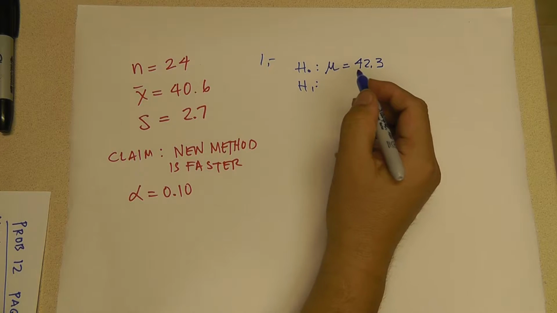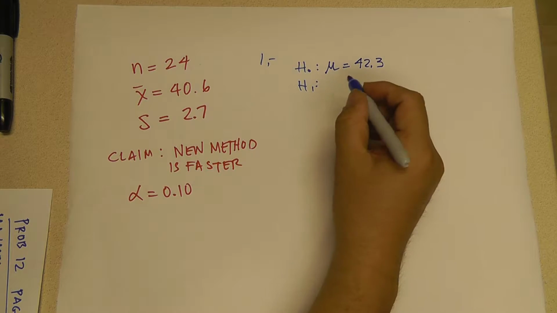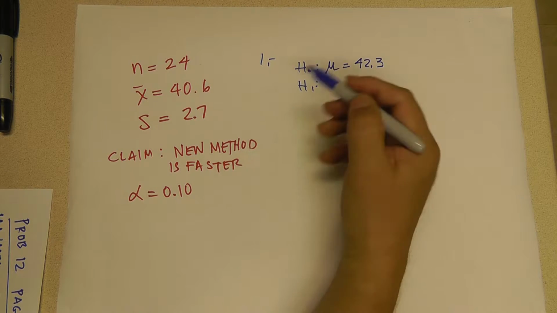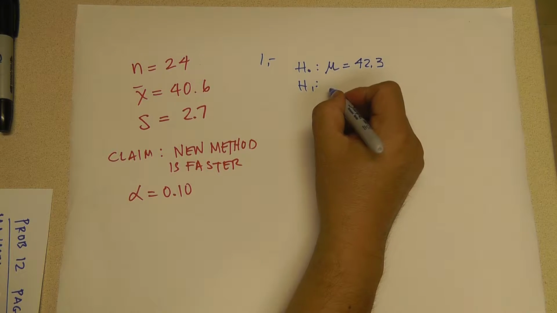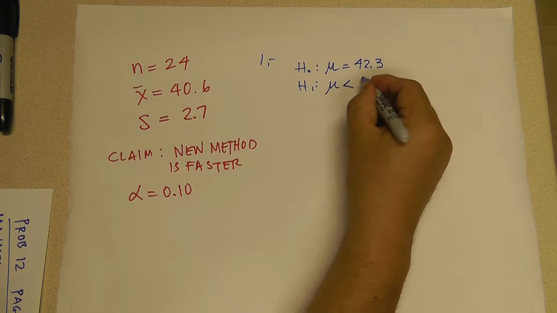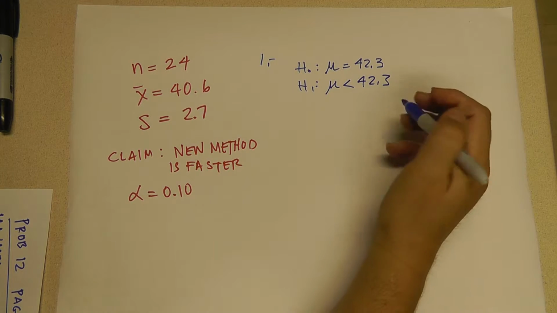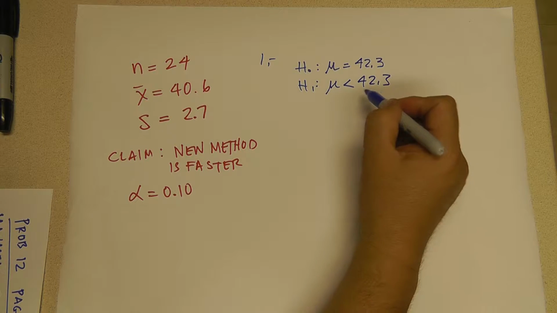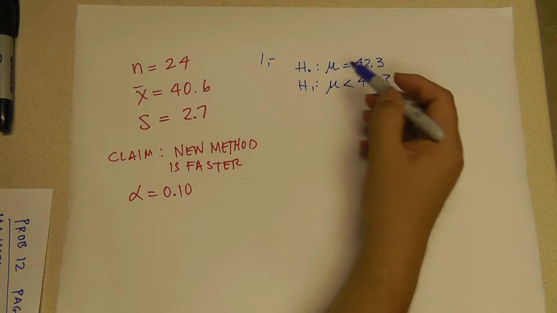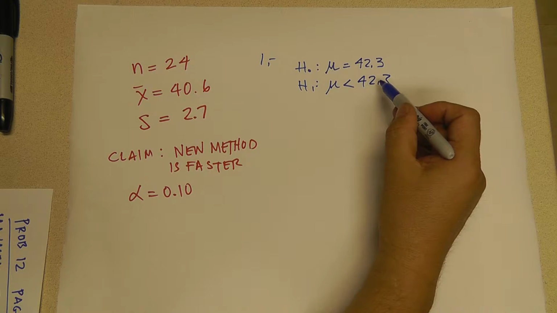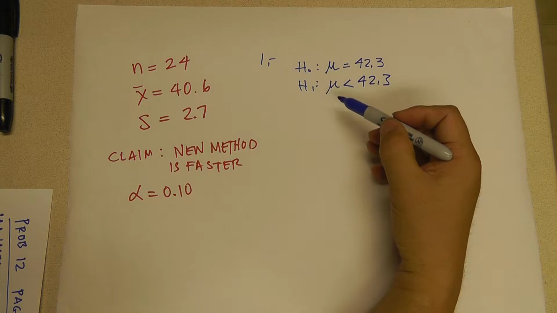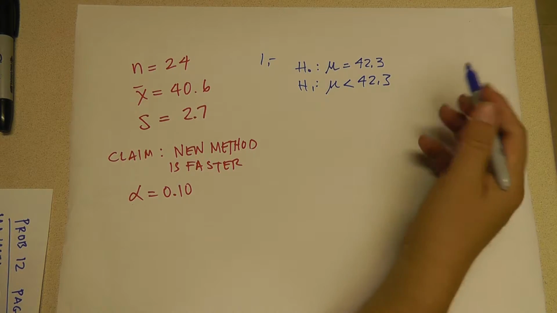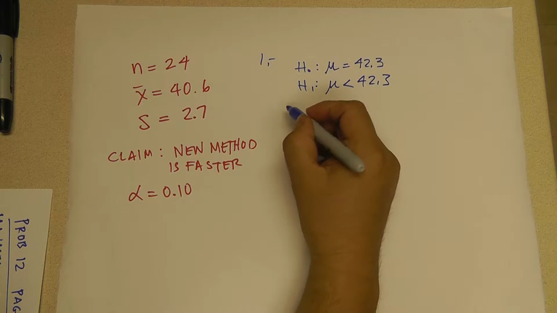And the alternative is related to this one, but notice the test is whether this is faster. Faster means that the mean is less than 42.3 minutes, right? This is minutes of assembly. So being faster means that it takes less time, right? So the null will be the mean is equal. The alternative is that the mean is less than 42.3, which means that the new method will be faster, right? At least that's the hypothesis.